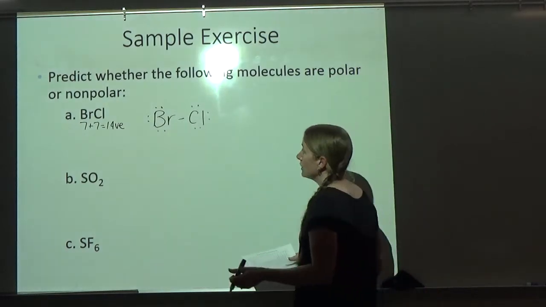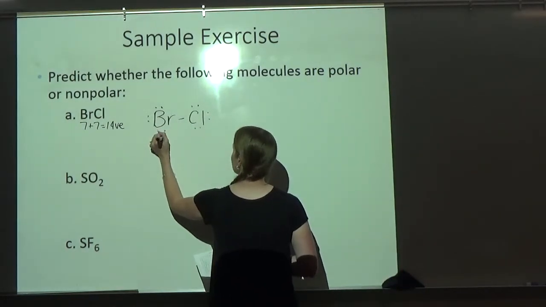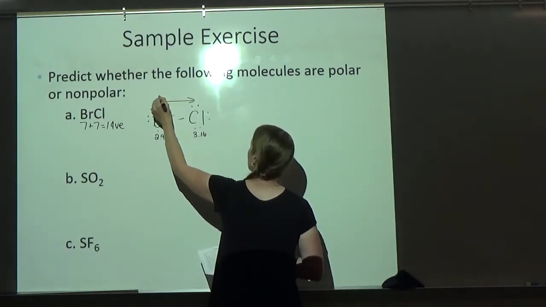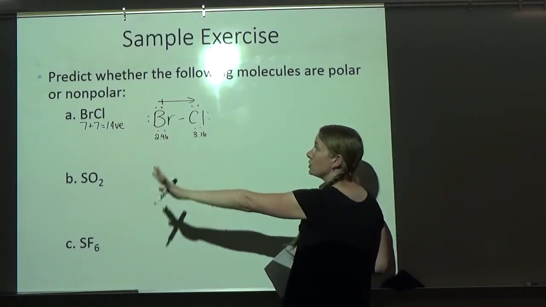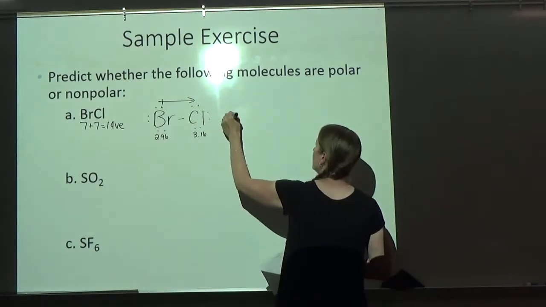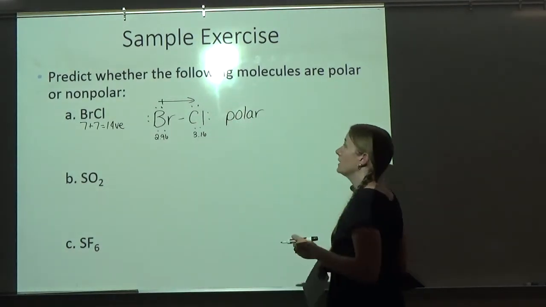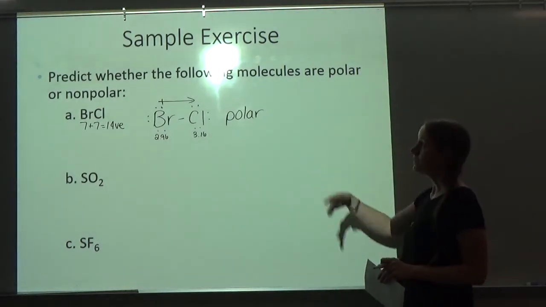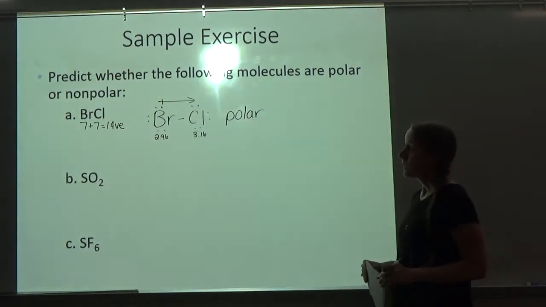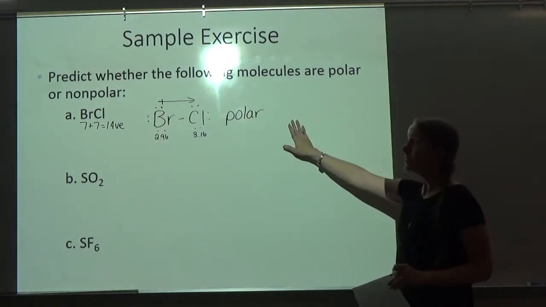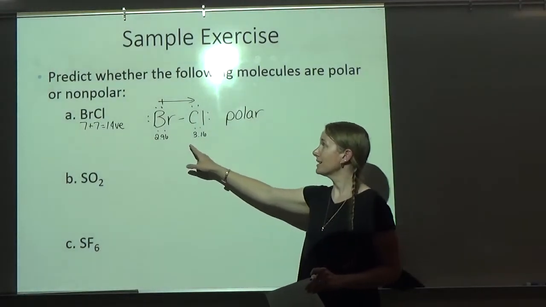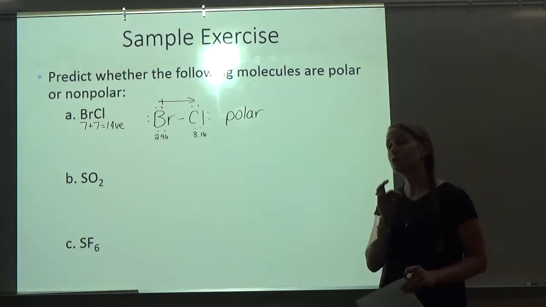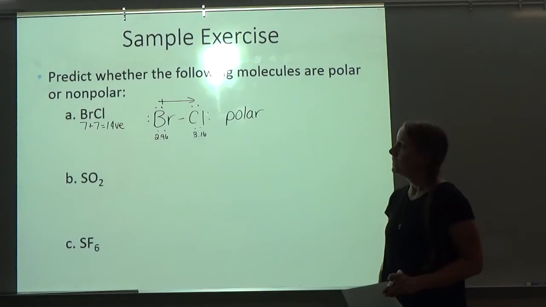If I look, my Br is 2.96, my Cl is 3.16, so my dipole would point this direction. Since there's no other dipole to cancel it out, this would end up being polar. So in other words, if your dipoles cancel, it will be nonpolar. If they don't, it will be polar. It might not be very polar. When we subtract these, it's going to be a very tiny number, but it's still a little bit polar.